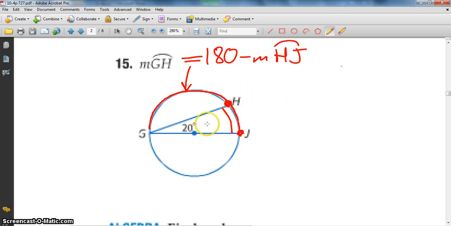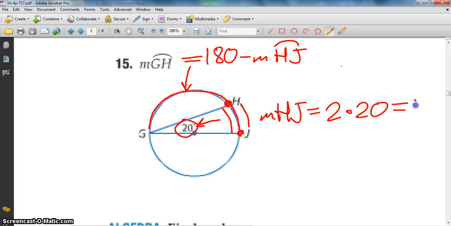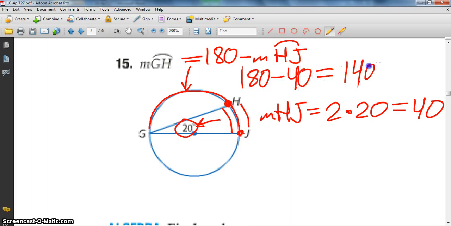Now HJ, its inscribed angle is 20. So the inscribed angle is half of the intercepted arc. Therefore, the intercepted arc is 2 times the inscribed angle, which would give us 40. And if we substitute that in, we get 180 minus 40, and our answer is 140 degrees.